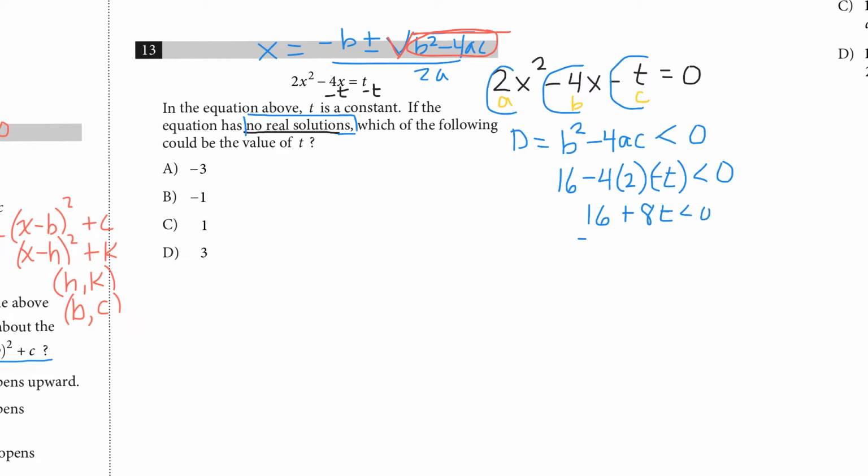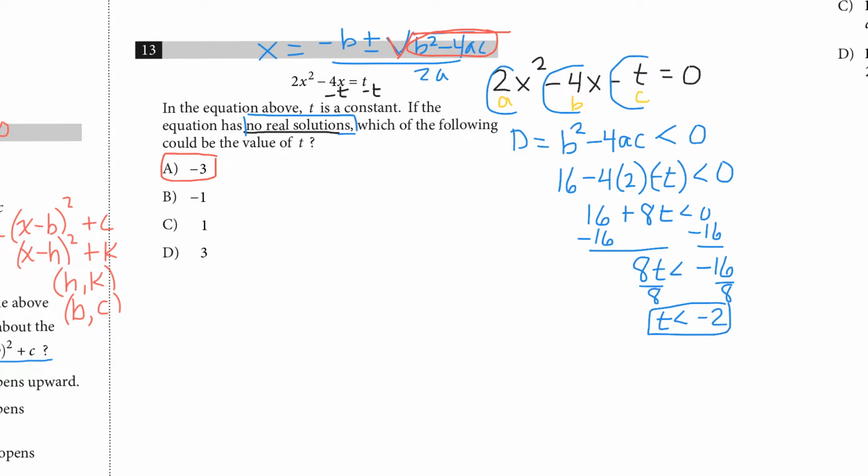And if I subtract 16 on both sides, I get that 8t is less than negative 16. And if you divide by 8 on both sides, t is less than negative 2. So we need to look at our answer choices and find an answer that is less than negative 2. Negative 3 is the only one here that is less than negative 2, and that was the answer, answer A.